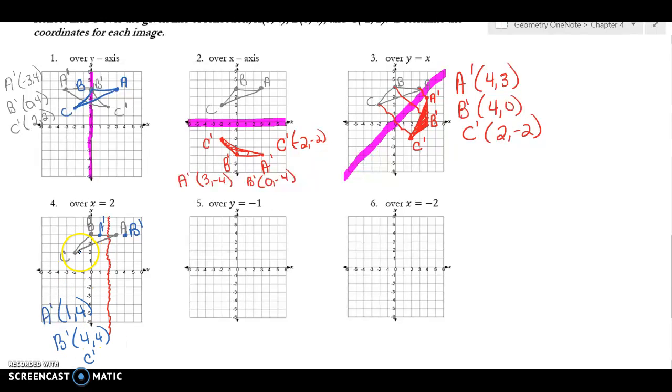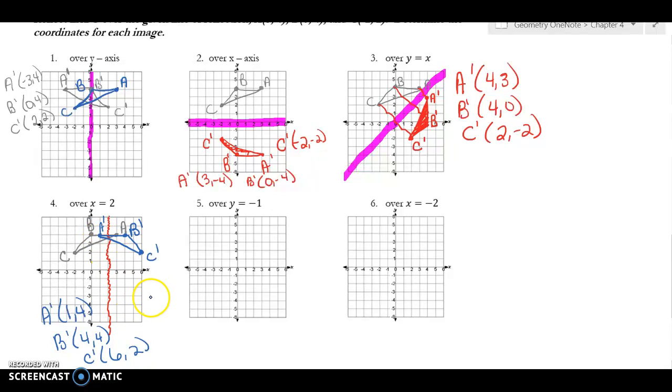And then C prime is 1, 2, 3, 4 away. So that's at 6, 2. And so that's what you do for reflection over the line x equals 2.